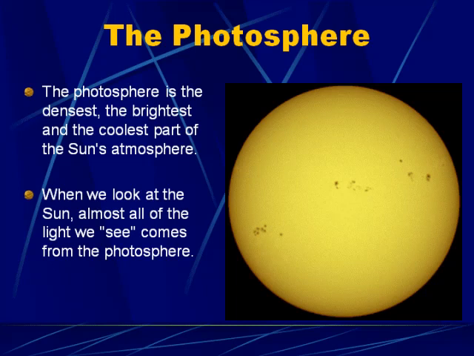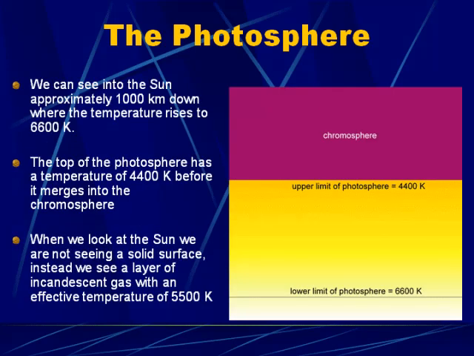It's the brightest part of the atmosphere, but it's the coolest part of the atmosphere. It is bright because of its high density. And again, when we're looking at the sun, almost all the light that we see is coming from this photosphere. Now, the photosphere is actually transparent. It's made out of hydrogen, helium, and some trace gases. But because of the sheer size of the sun, there's a limit to how far down we can see. We can only see down, well, roughly to about 1,000 kilometers.